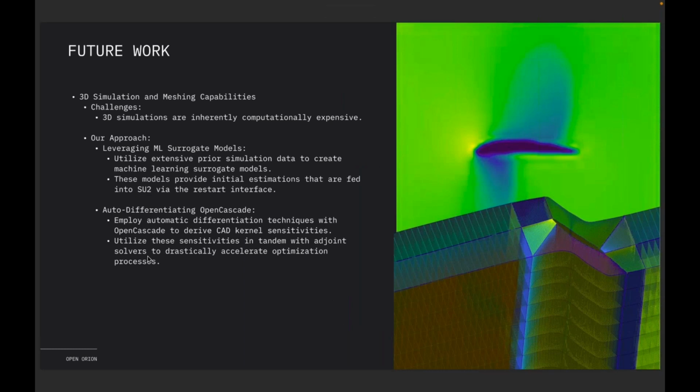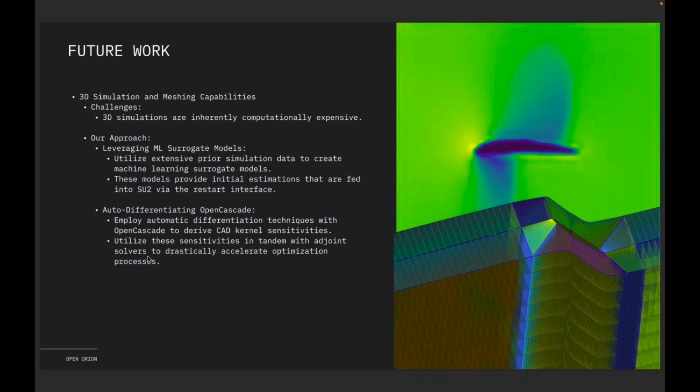So the first one is we obviously want to do 3D as part of this. And so that's why we mainly developed a lot of the 3D capabilities in MeshQL, because we wanted to make it really easy to do 3D meshes, completely parametric and automated. And so that was the first thing. And then the second thing is 3D simulations take a lot of time. And so doing a lot of these iterations is obviously, in the short term, not going to be very feasible. So what we were thinking about doing is making ML surrogate models for this.